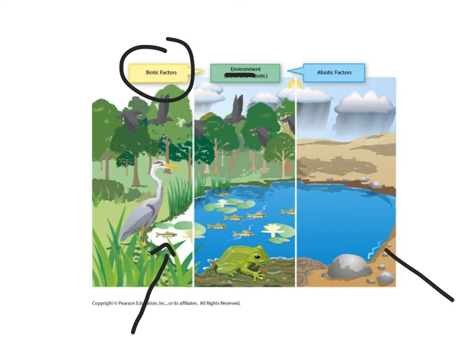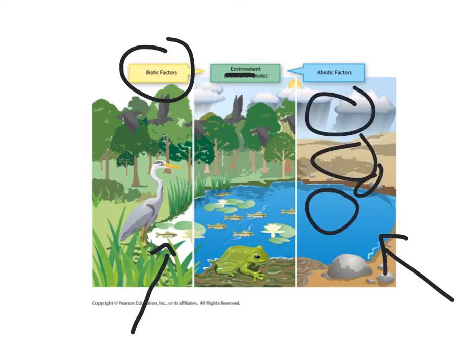Whereas if we look at just the abiotic factors, now we're devoid of life. There is nothing living in this picture. We just have things like weather, water, rocks, soil. So that's abiotic and biotic factors.